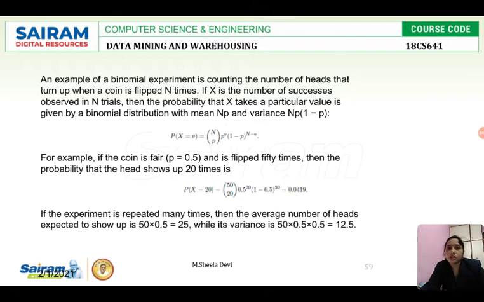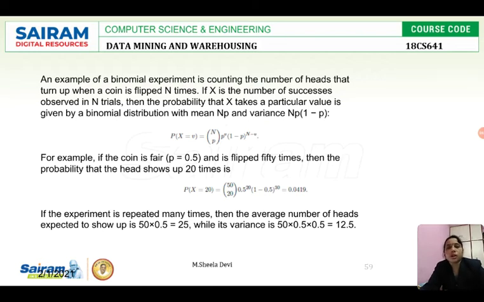If x is the number of successes observed in n trials, where x is the number of successes and n is the number of trials, then the probability that x takes a particular value is given by the binomial distribution with a mean np and the variance np(1-p).